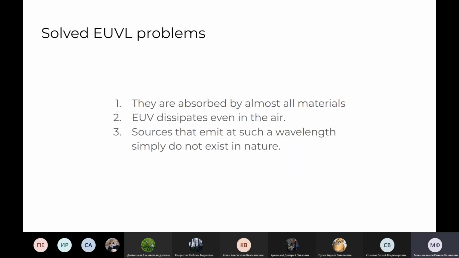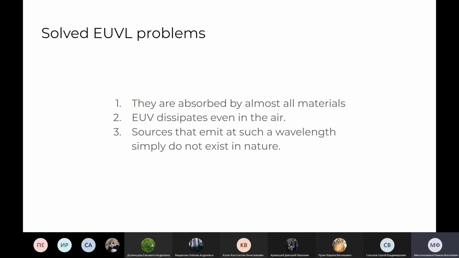EUV technology appeared a long time ago, in the early 2000s. However, 20 years of development has made it possible to solve the following problems. The first problem with such short wavelengths is that they are absorbed by almost all materials. So the usual lenses used before are no longer suitable. This requires ultra smooth lenses with a roughness error of less than 0.5 nanometers, which is already close to the size of an atom.